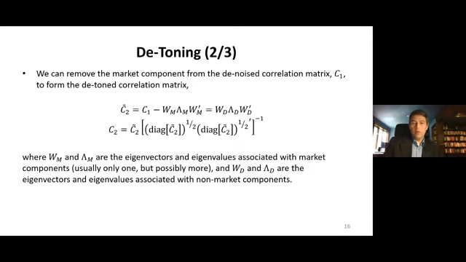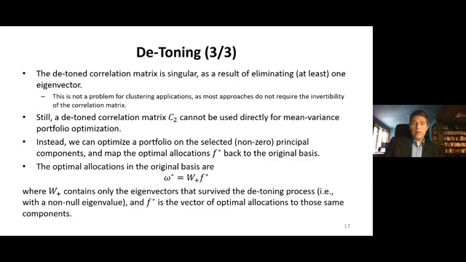How do we detone? Well, it's relatively simple. What we need to do is apply a spectral decomposition of the correlation matrix. We identify the one or two principal components that are associated with the tone. We remove them from the covariance matrix, it's just a subtraction. And then, given that, we can reconstitute the detoned covariance matrix. That means that we have removed one or two principal components from the correlation matrix.